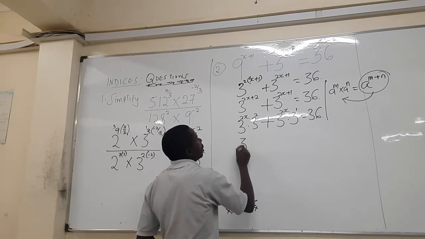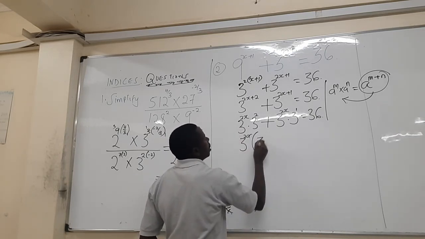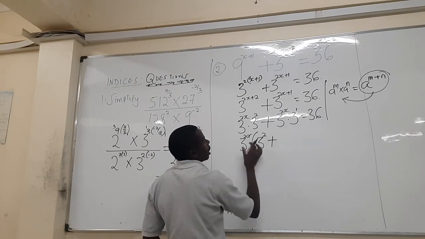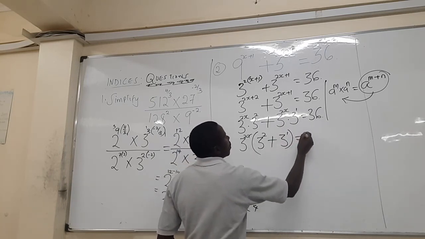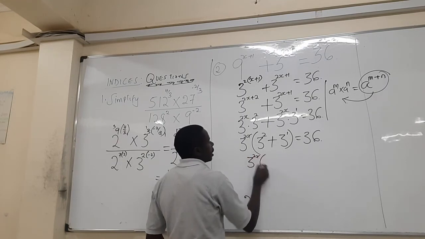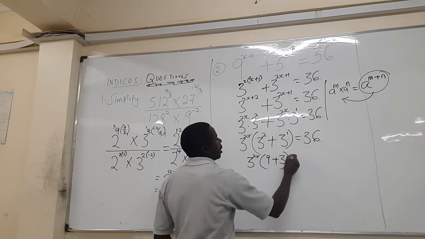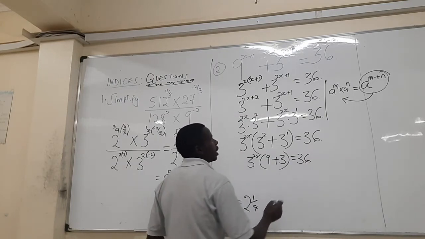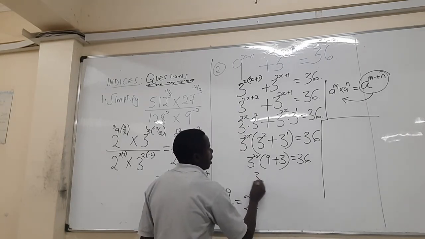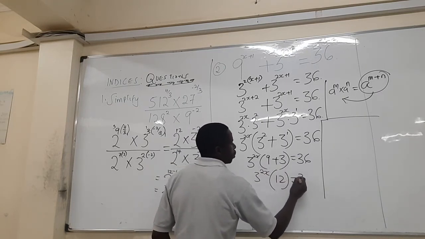We remove it out, 3 power 2x. If you divide by 3 power 2x on this part here, you're going to be left with 3 squared, plus 3 power 2x. If you factor it out here, you're going to be left with 3 power 1. This is going to give us 36. And then, of course, this is going to be 3 power 2x, 3 squared is 9, plus 3 power 1 is 3, is equal to 36. Of course, in this case we can write it here: we have 3 power 2x into bracket 9 plus 3 is 12, is equal to 36.